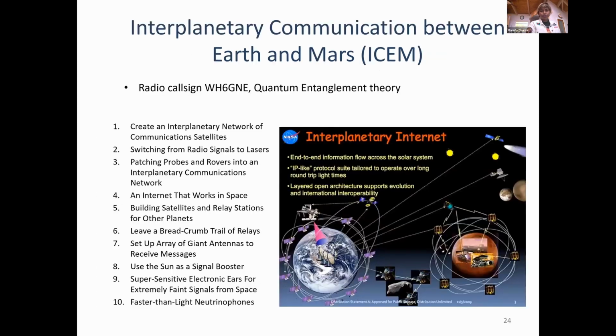This is the first project, interplanetary communication. I have a radio license, WH6GNE. With that, you can connect at the speed of light. But for radio, the connection would not be that good, so probably we would connect with lasers. Elon Musk is probably planning to build some sort of Starlink satellite system like we have on Earth, so this type of satellite system might exist on Mars.